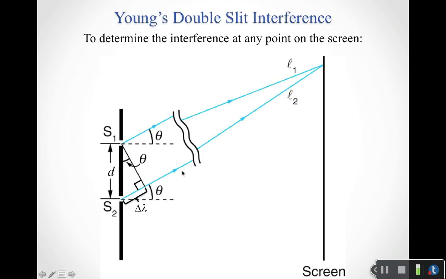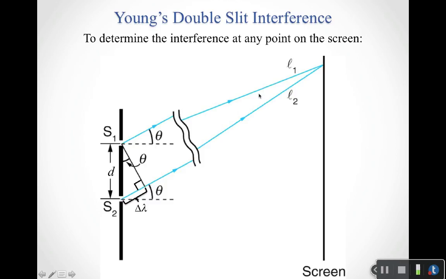So you'll notice that if these two rays are going away parallel to each other, then this point right here is how far both waves travel, plus the wave from my second slit has to travel this additional distance. So this distance right here happens to be my path difference. Well, this is a right triangle. This is the angle theta.